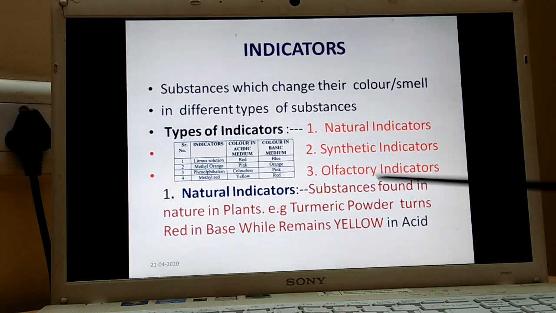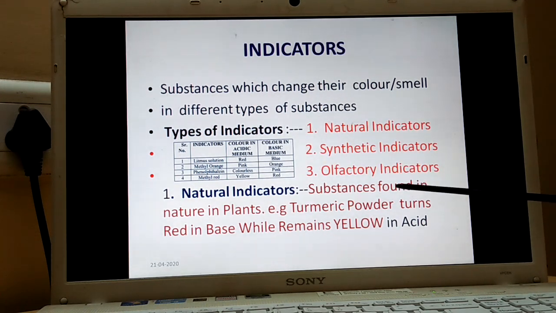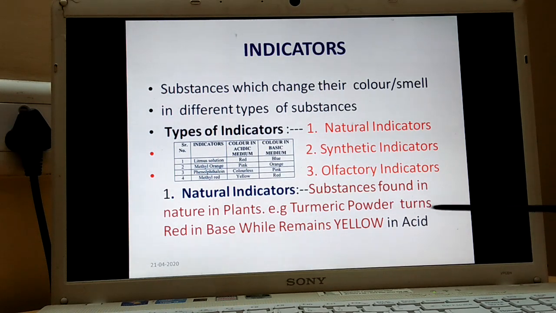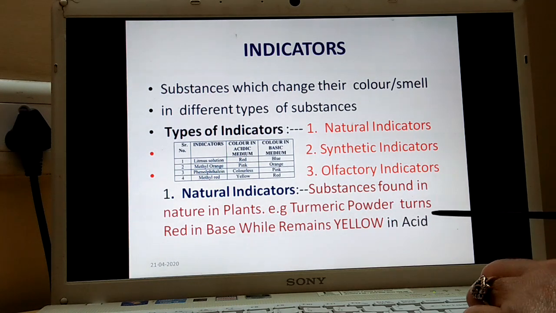Now, what are natural indicators? Substances found in nature in plants, that is, they are obtained directly from the plants. Here I have given the example of turmeric powder, which we use in our kitchen in making vegetables. This turmeric powder is a natural indicator because it is obtained from plants, and it has antiseptic properties also. It turns red in base while it remains yellow in an acid.